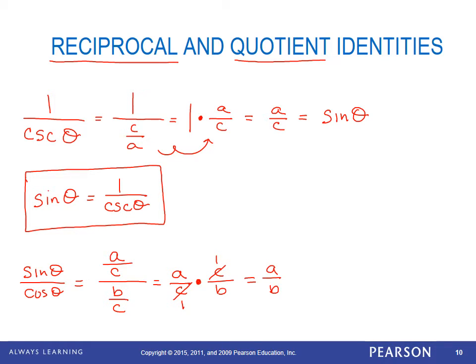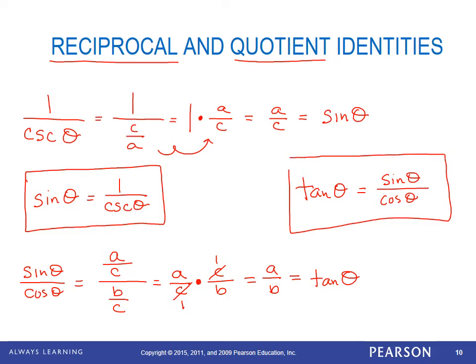And you ask yourself, is there a trig identity that is actually a over b? Yes, there is. It's tangent. So great, now we've established another one. It is tangent theta is equal to sine theta over cosine theta. And there it is, another identity I have just formed.